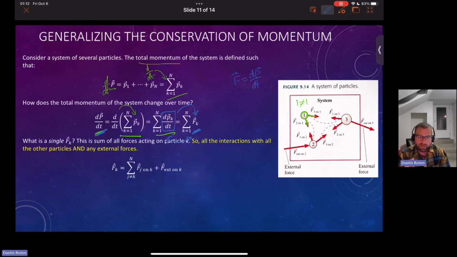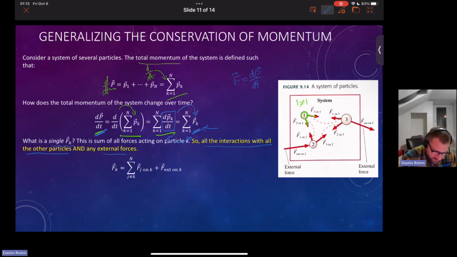This is a sum over the million different forces or million different particles that we have. This is the summation, sigma fk. But what about just one of them? What if we wanted to define just the forces on one particle and not sum them up just yet? The forces on just one particle, the kth particle, would just be the interactions with all the other particles and any external forces that we have.